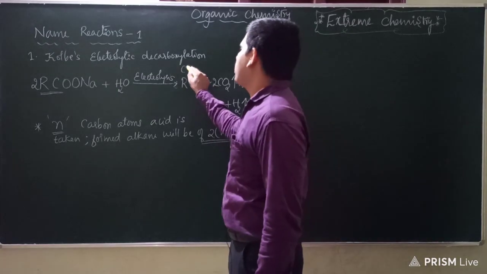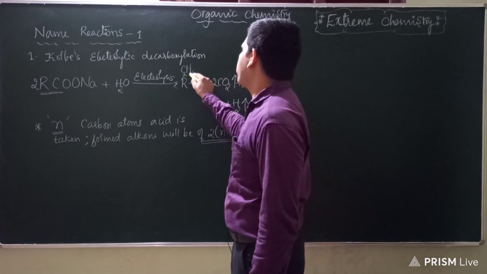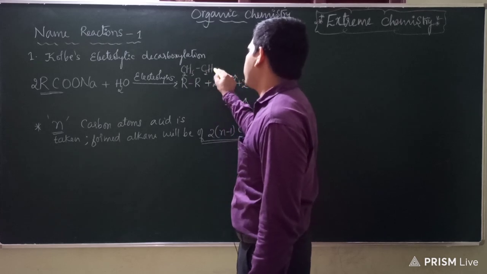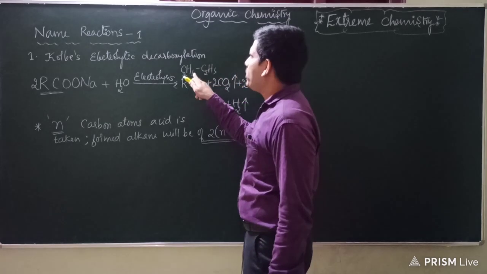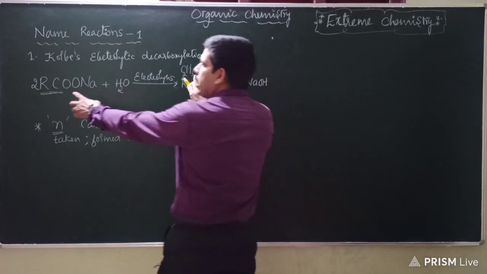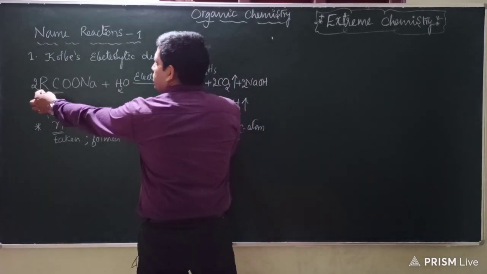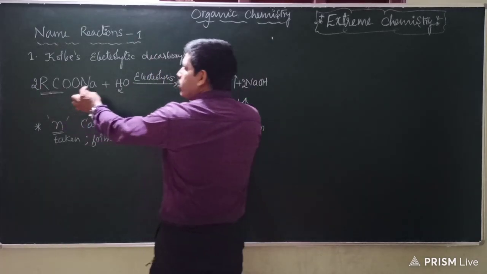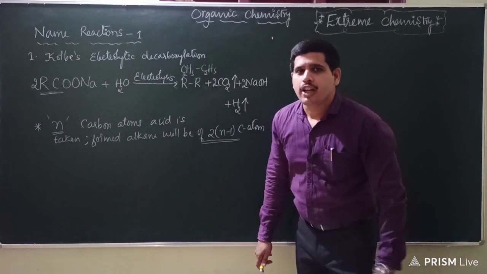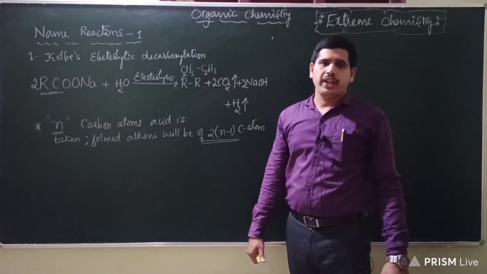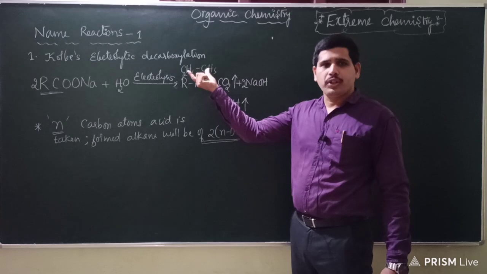Butane is nothing but C4H10, isn't it? So C2H5 and one more carbon atom, am I right? So you have to take C2H5COONa. So what is that acid? Sodium propanoate is to be taken in order to get butane.